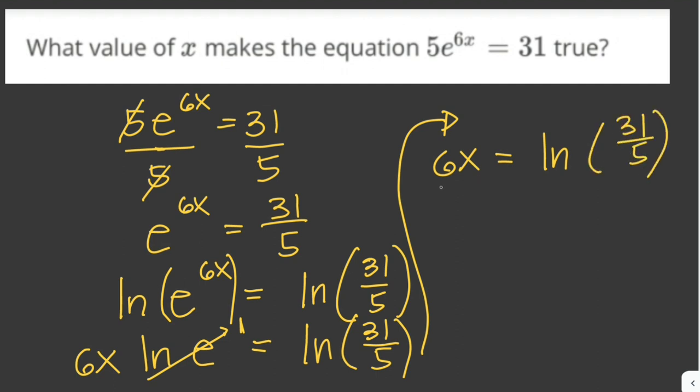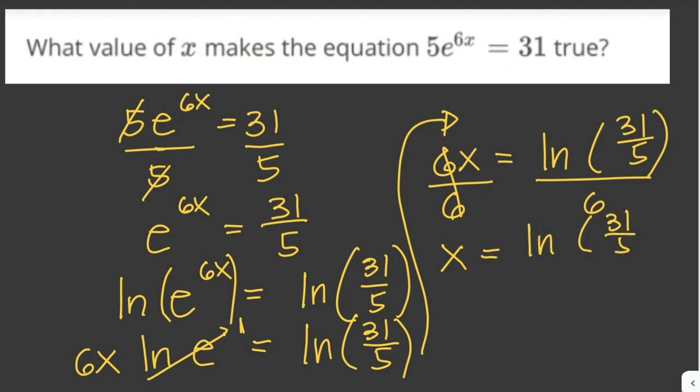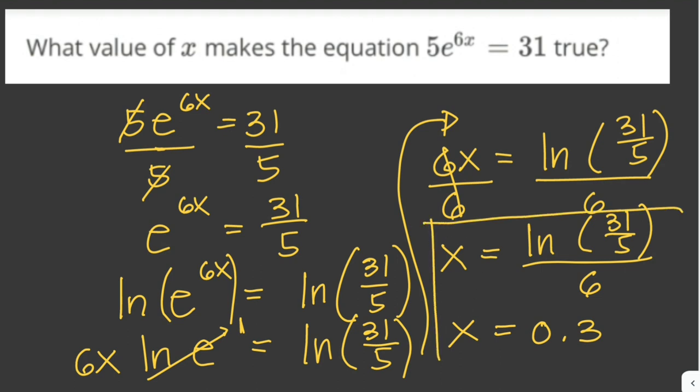And then to solve for x, we divide both sides by 6. Then our x is just equal to ln of 31 over 5, all over 6. And if you're going to evaluate this, the exact value of x would be equal to 0.3. So this is our answer here.